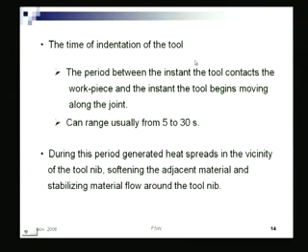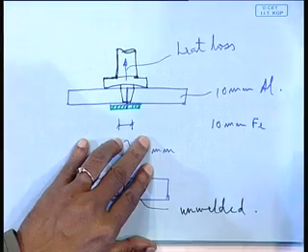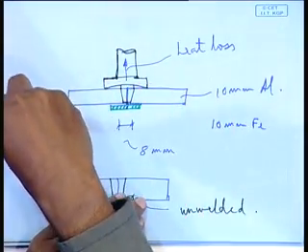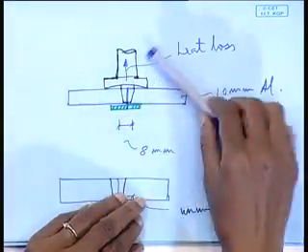Well, the time of indentation of the tool, that indentation means the period between the instant the tool contacts the workpiece and the instant the tool begins moving along the joint. That time is important because when the tool is rotating and it touches the surface, it's still rotating and you are applying a downward force, so it will plunge inside and then you will start moving it, right? So, how long you hold it at that place before you start moving it, that is the indentation time.